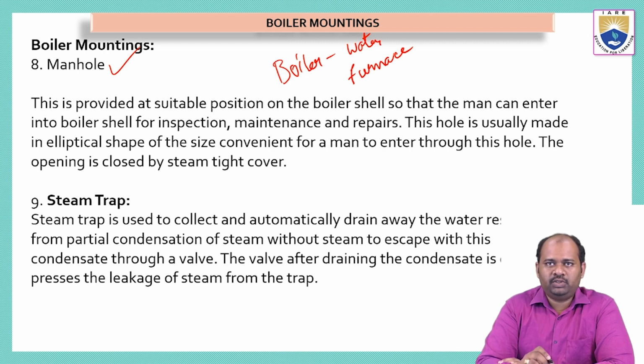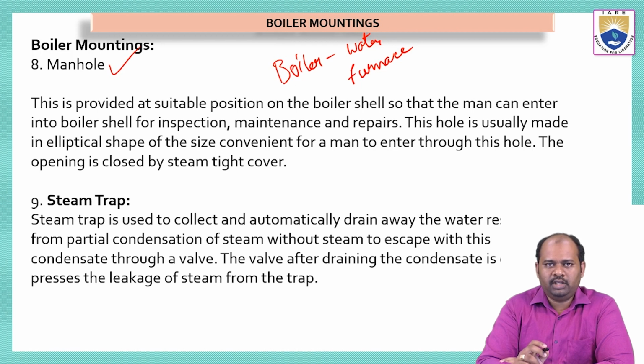This is provided at a suitable position on the boiler shell, so that a man can enter into the boiler shell for inspection, maintenance and repairs. This hole is usually made in an elliptical shape, of a size convenient for a man to enter through. The opening is also closed by a steam tight cover. The manhole is present in every kind of boiler.